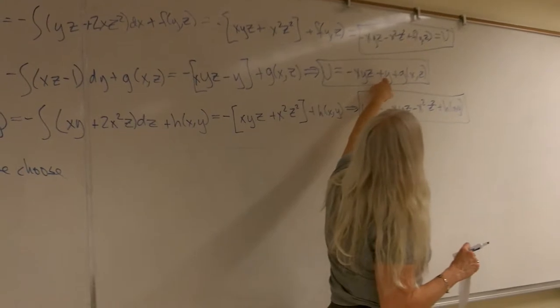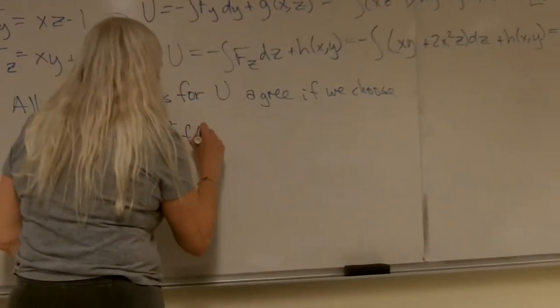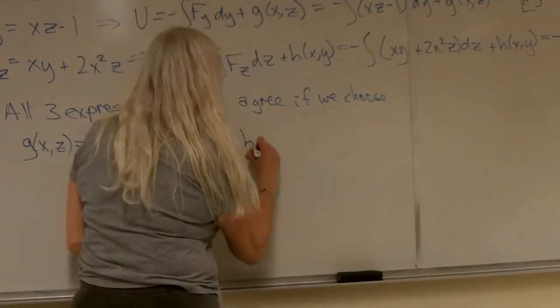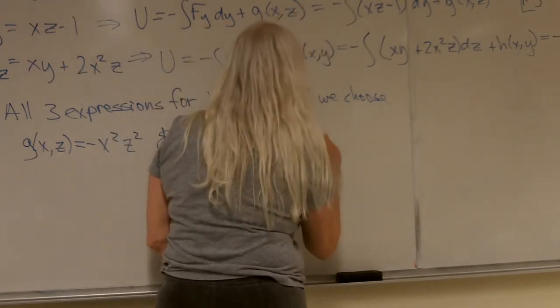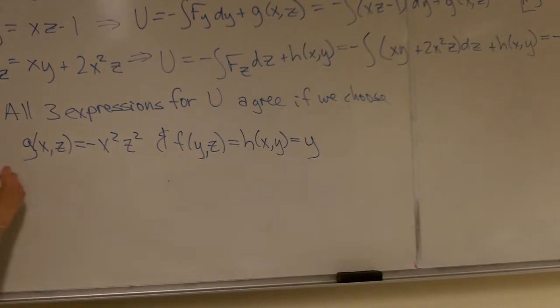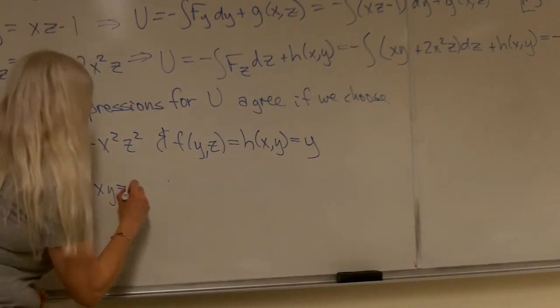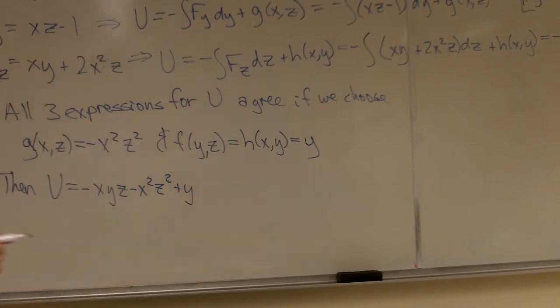Let's see, this one has a y that this one and this one don't have, but our f of y and z, let's choose that to be equal to our h of x and y. Let's choose both of those to be y. Okay? Then all three of those expressions would have a minus x, y, z. All three of them would have a minus x squared z squared. And all three of them would have a y.